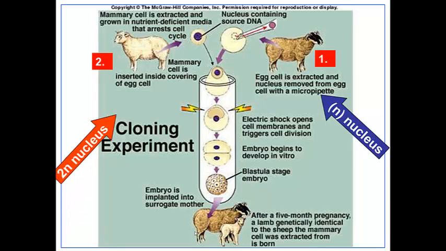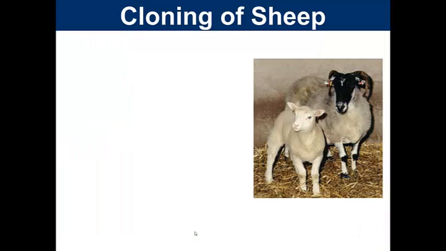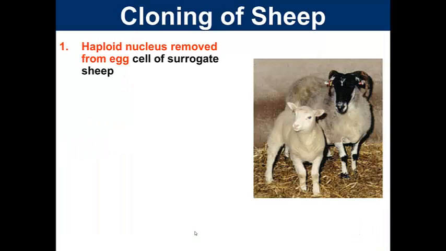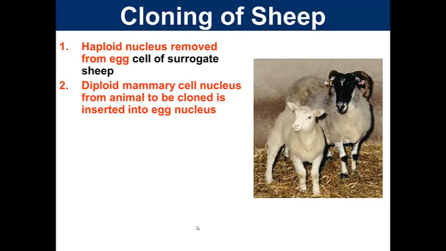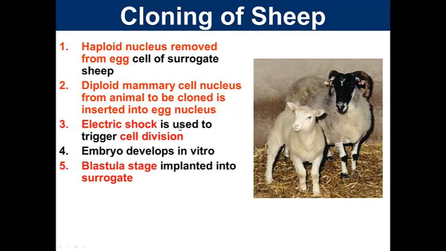So they took out the 1N nucleus and they replaced it with a 2N nucleus. The haploid nucleus was removed from the egg of the surrogate sheep. The diploid mammary cell nucleus from the animal to be cloned was inserted into the egg. An electric shock was used to trigger cell division. The embryo developed in vitro, which means in a test tube, and at the blastula stage it was implanted into a surrogate mother. The end result was a genetically identical sheep was eventually born.